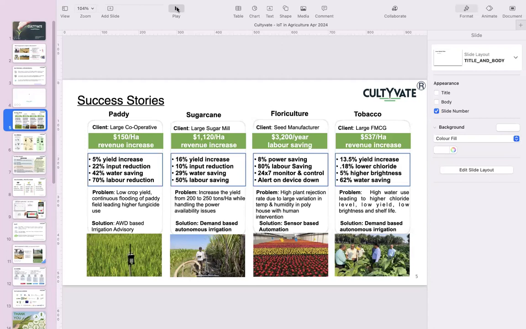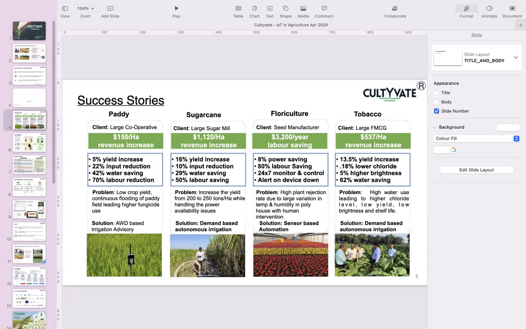So with Cultivate, we are able to demonstrate these percentages, which we have shown over a period of a few years working with paddy farmers in Punjab, as you heard in the video. And similarly, it's not only paddy, be it sugarcane or floriculture, like in a polyhouse, or tobacco or even horticulture crops, everywhere our value proposition is that farmers should be able to get higher yield and reduce the cost of cultivation and also the labor involved in the entire process.